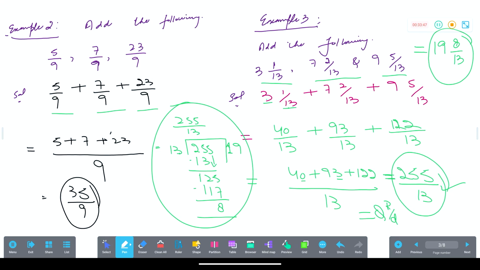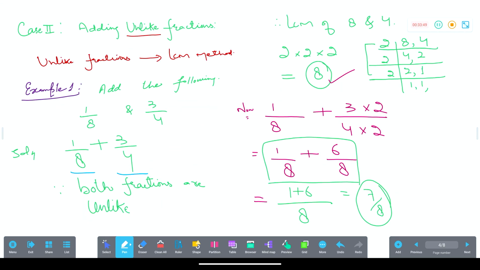Then case second was about unlike fractions. Unlike fractions we will do by the LCM method. Two fractions were here, and the denominators were different. I took the LCM of both fractions' denominators, and I got 8. Then I made the denominator of both fractions equal to 8. Since one denominator was already 8, you will not change that. Then after making them like fractions, we move to the previous case.